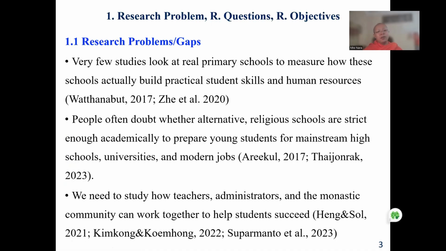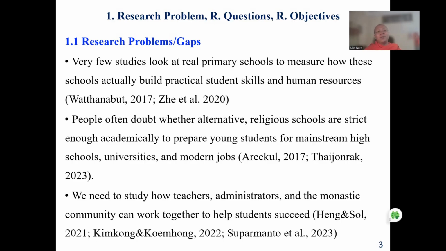For the research problems and gaps, in contemporary Cambodia, foundational schooling is really critical for social progress. We have the pagoda school and the government school, and the pagoda school, or monastic school, has stood as a vital pillar in Cambodian education. However, gaps still exist in our literature.